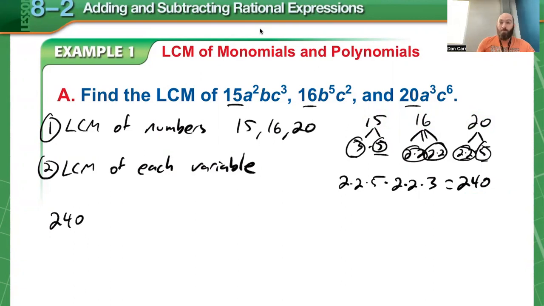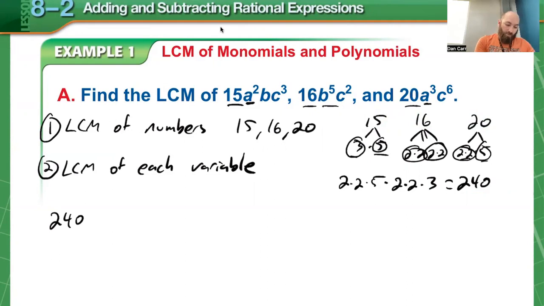For each variable, we are going to look at the exponent of each of these, because the idea is that if I look at a squared, there's no a here, and there's a to the third here. So for our LCM there, we're going to look at what is the smallest number that all of these can multiply up to. Sorry, I said smallest exponent. It's actually the greatest exponent, because everything else can multiply up to a to the third.